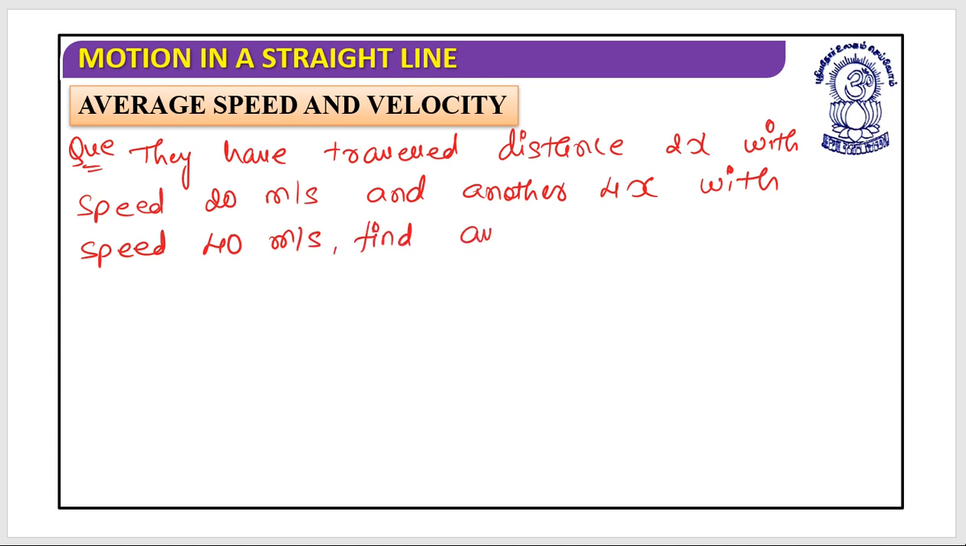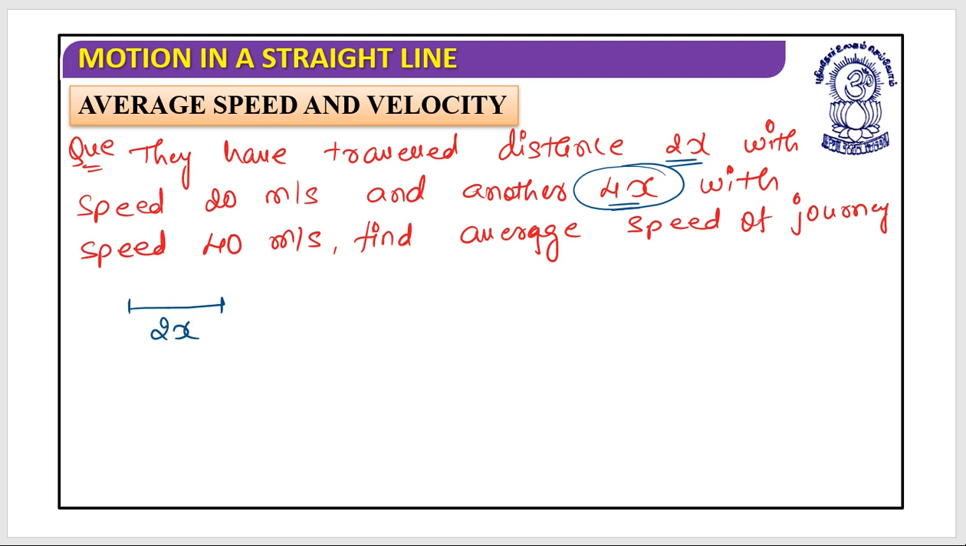Find the average speed of the journey. How can you do this? Think very quickly. Time is running. Think about it. Look at this. Here the distances are not the same, but you can divide this 4x in such a manner that they look the same. So you can consider this situation. This is 2x. Split the 4x into two sections. It is 2x, it is 2x.